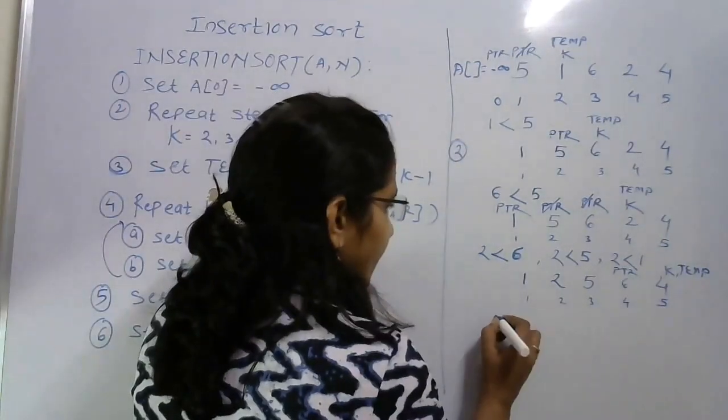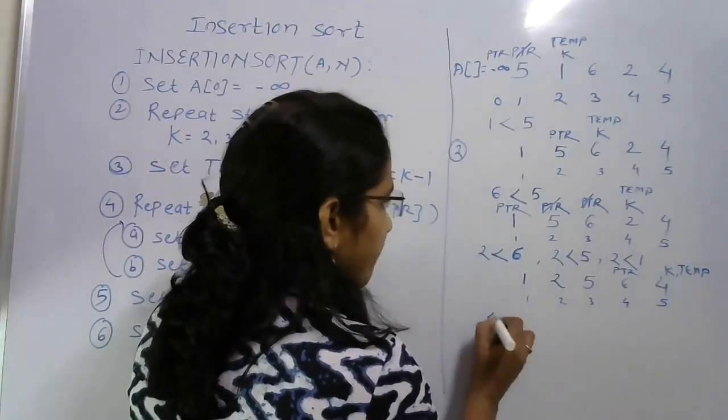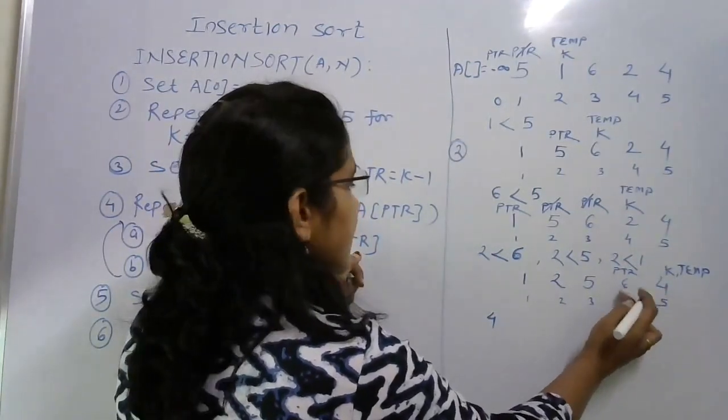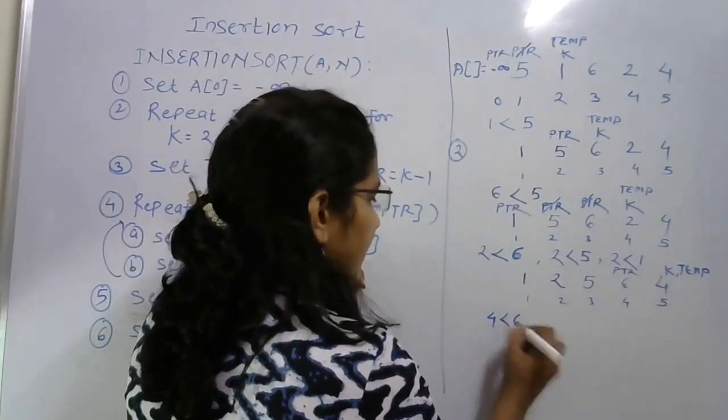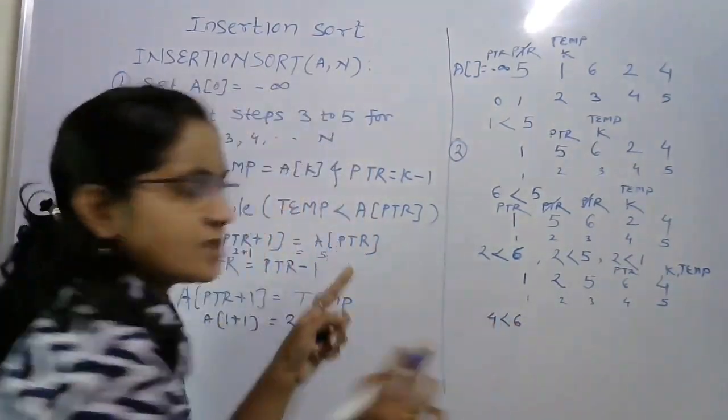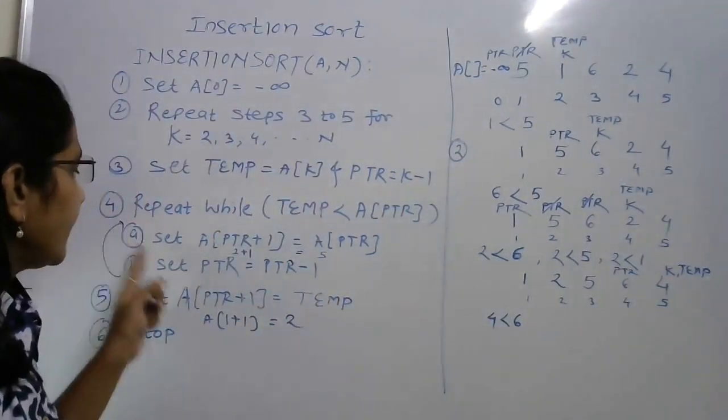What is the value of temporary? The value of temporary is 4. Is it less than A of PTR? Yes, the content of A of PTR is 6. So 4 is less than 6. Yes, the condition gets true. Once again it enters into the loop.